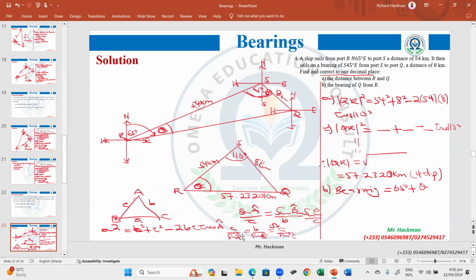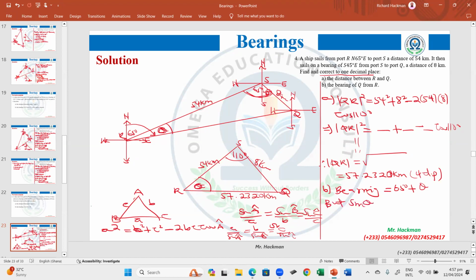That is simply it. Otherwise you can use one for all. Now we need to go and find theta, one of the interior angles. So we said the sine rule. We are looking for this, so I'll write sine of the angle theta.